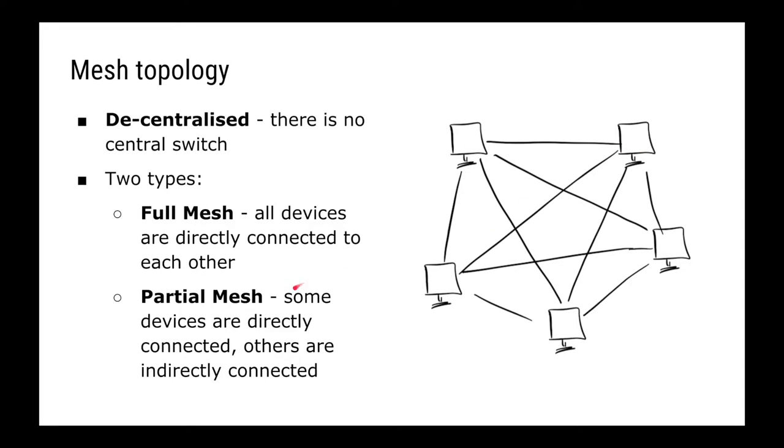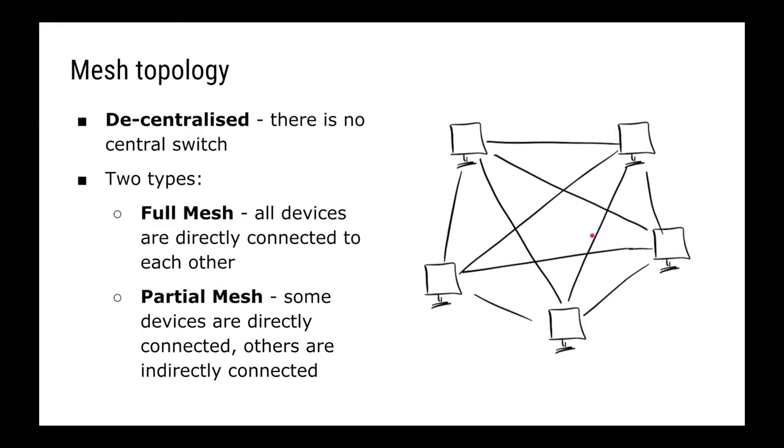Or we might have a partial mesh, which is where some devices are directly connected to others, but some are not. So let's imagine there maybe was no connection between these two. Imagine this line is gone. They could still connect indirectly by going, say, from this one to this one to this one, or from this one to this one to this one, but there was no direct connection. So all the computers are connected to each other, either directly or indirectly, with no central device in the middle.